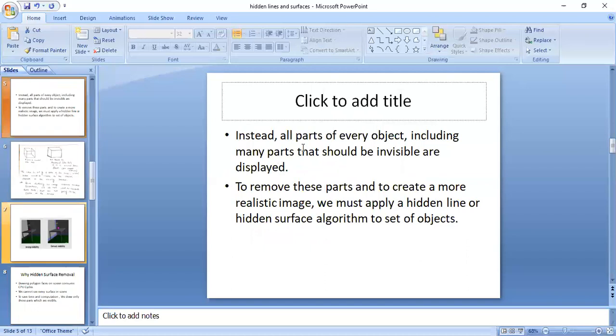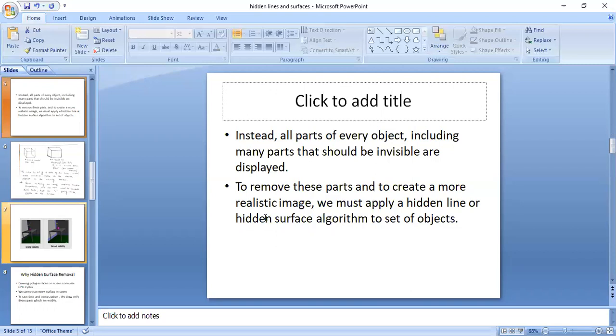Instead, in computer graphics, all parts of every object, including many parts that should be invisible, are displayed. If we create a scene using a computer, the scene is made up of many objects, like 5 or 6 objects. These objects are modeled in a different coordinate system, that is the modeling coordinate system, and we place these objects in such a manner that they create a world or a scene. Computer graphics doesn't have a method to understand that a solid object obscures the vision of the objects placed behind it. So there is no such method in computer graphics.